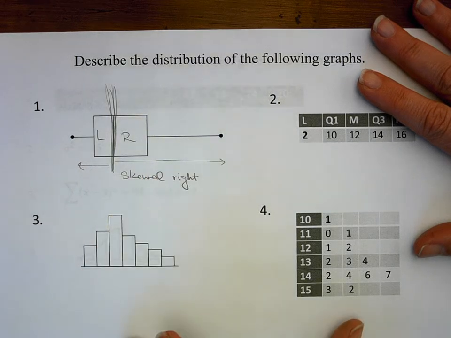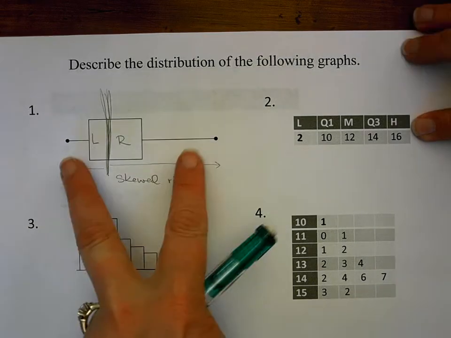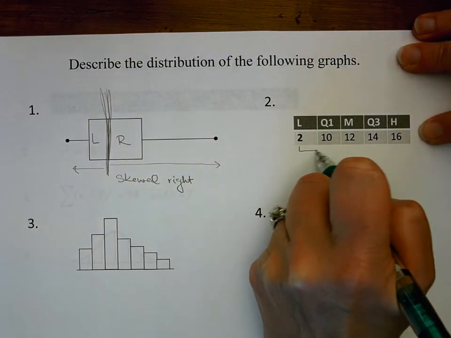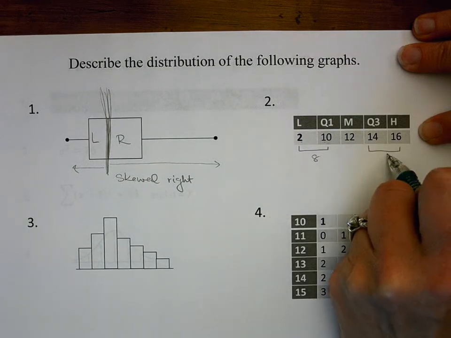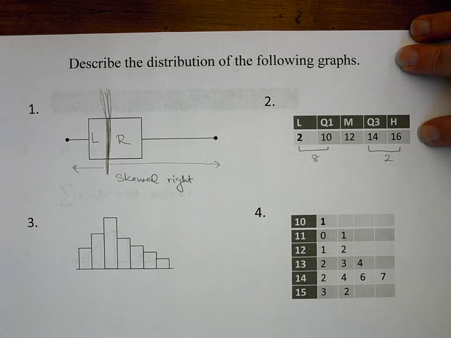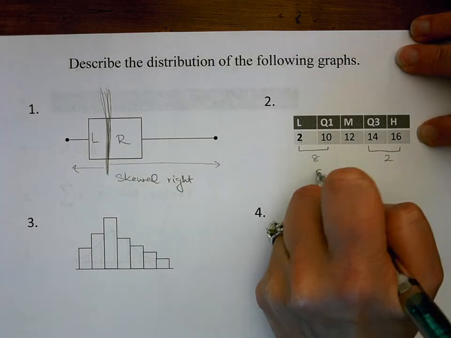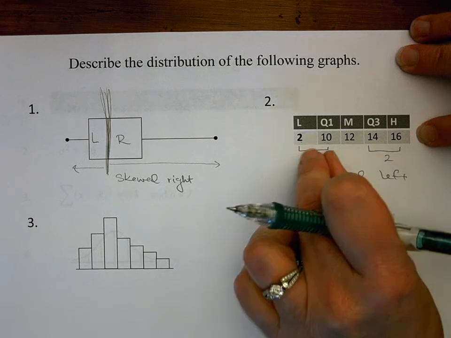Okay. So this is the same idea, just we put the information on the table. I want to figure out what my data is here. From 10 to 2, I'm 8 apart. From 14 to 16, I'm 2 apart. So I have more to the left, so I would be skewed left. Right, there's a longer spread here. Okay.